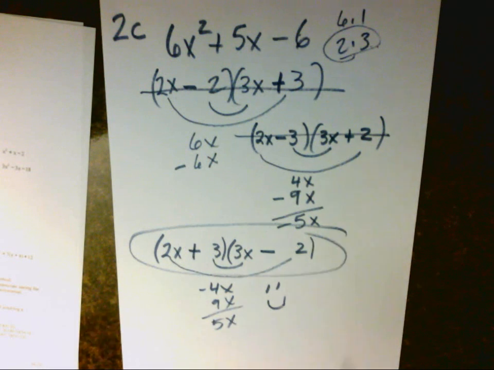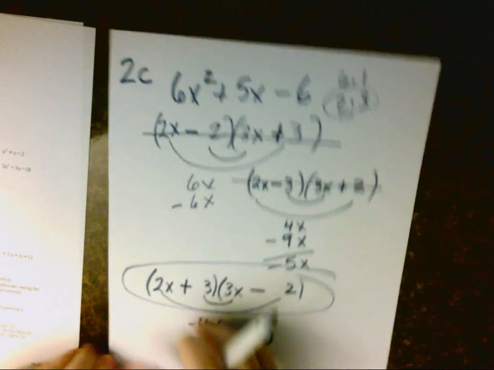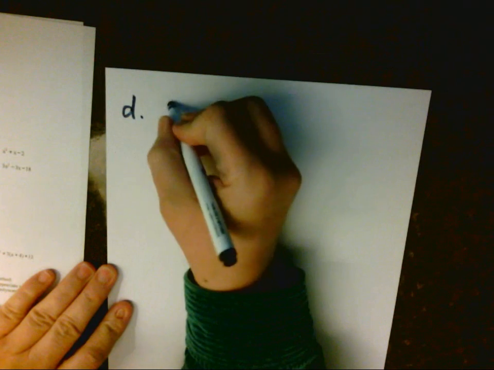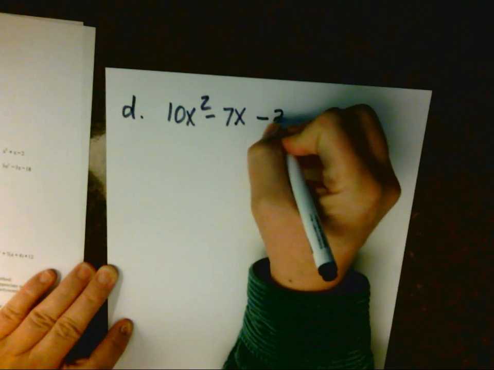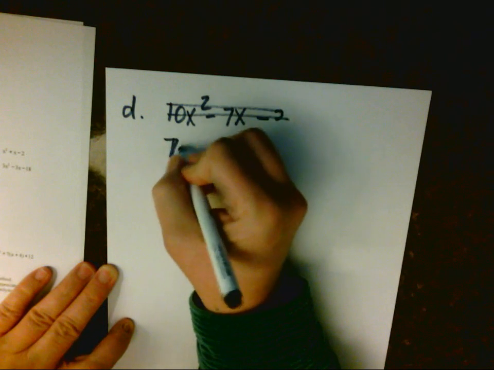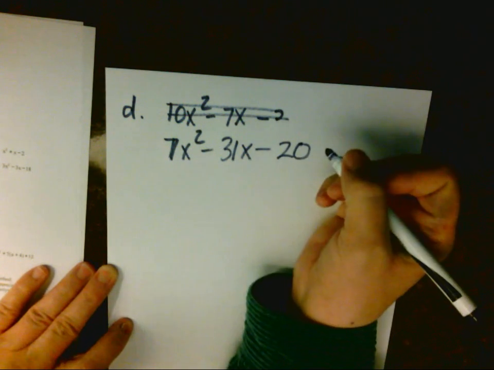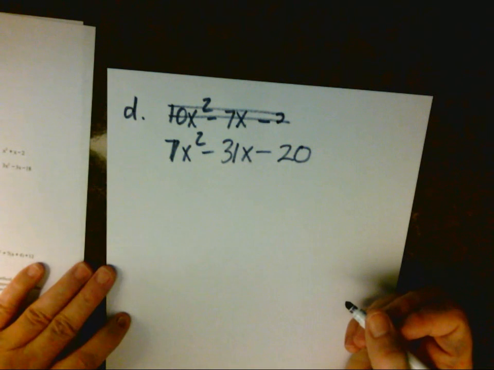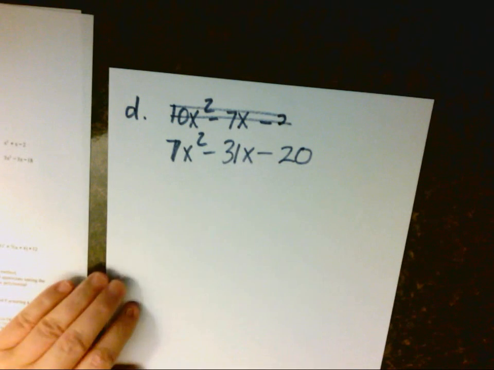And I'm trying to show you how I'm thinking through these because on inspection it requires thinking and some guessing and testing. Okay, that was 2c. And now we will look at 2d. 10x squared minus 7x minus, oh sorry, I copied on the wrong line. 7x squared minus 31x minus 20. I didn't even get close, did I? Okay. Looks good.